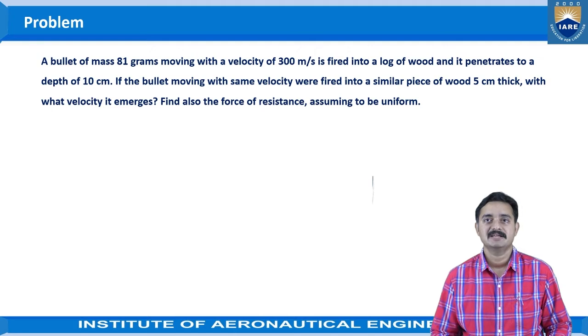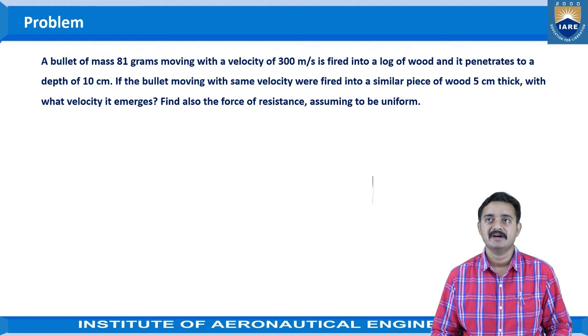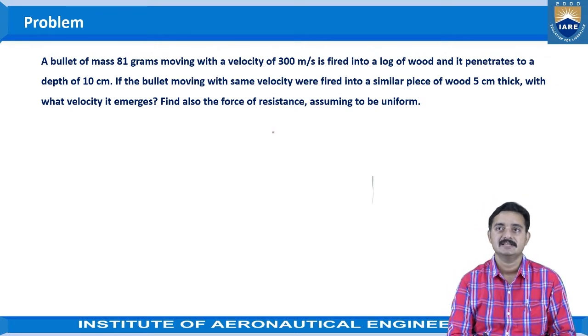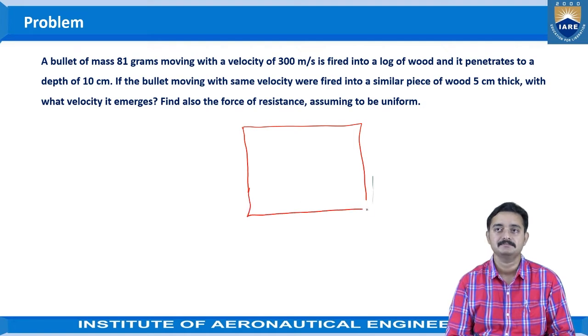So, first we will be considering the kinetic problem, which is given as: a bullet of mass 81 grams moving with a velocity of 300 meters per second is fired into a log of wood and it penetrates to a depth of 10 centimeters. If you understand this, let us say there is a log of wood here and a bullet is being fired into this log of wood.